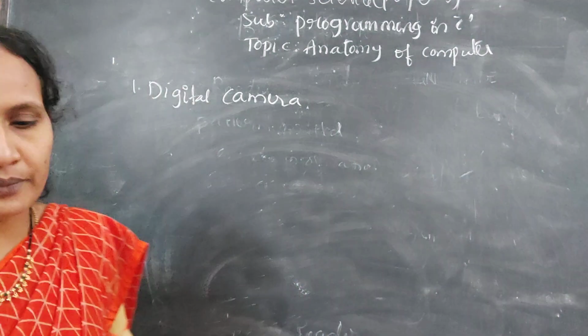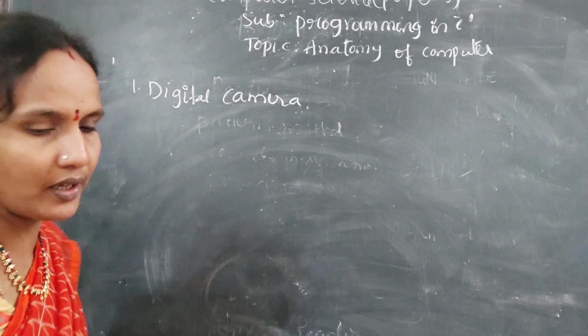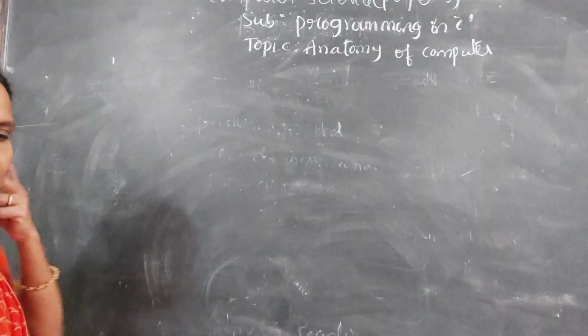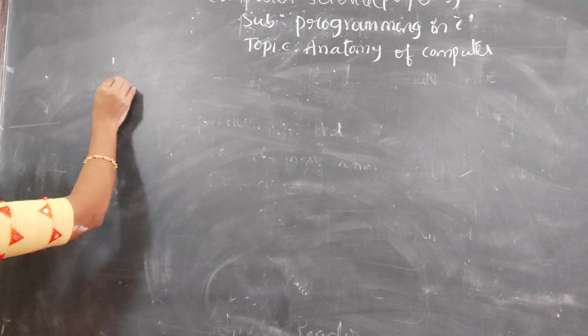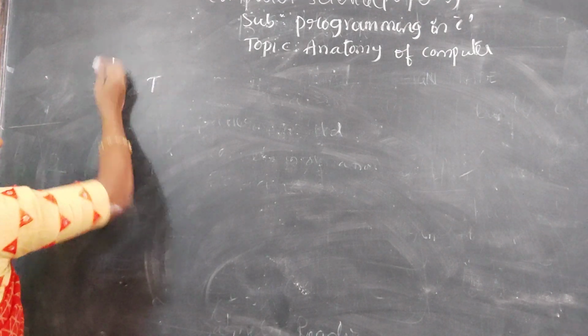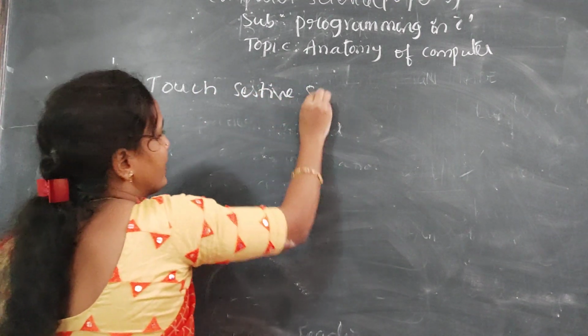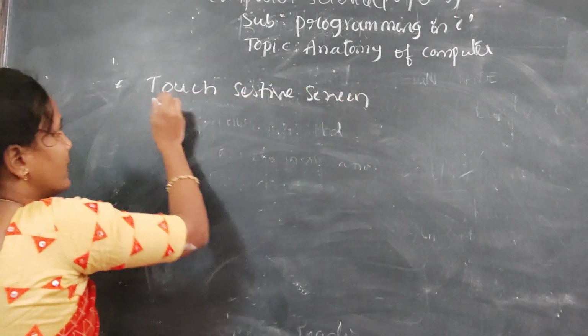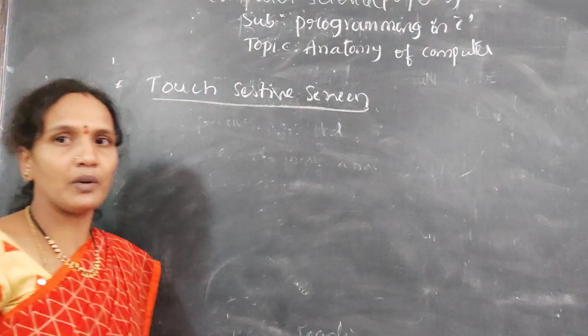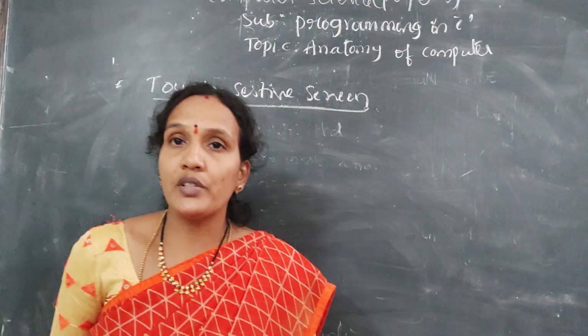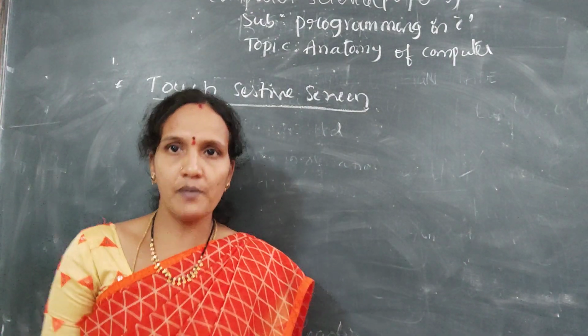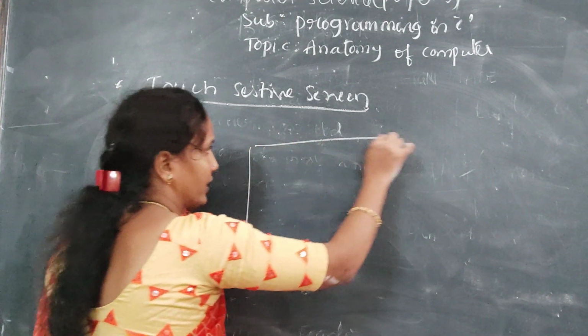And what is the next one? That is a touch sensitive screen. It is the fifth one. For this touch sensitive screen, I'll give you one best example. Have you seen ATM centers? In ATM centers, you will get one screen like this.